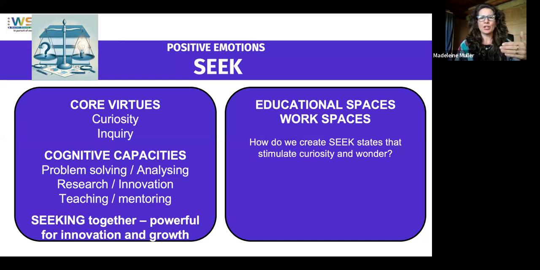We often look at curriculums in terms of what we think we need to teach kids. So we have our lists of stuff we think they need to be able to learn or need to be able to do, but we don't talk always quite enough about how do we create a space where we create this affective emotional state. So this is an emotion, being in the seek state. How do we create that state in our schools, in our universities, in our workplaces, where we stimulate curiosity and wonder, and therefore create the ideal space for learning?